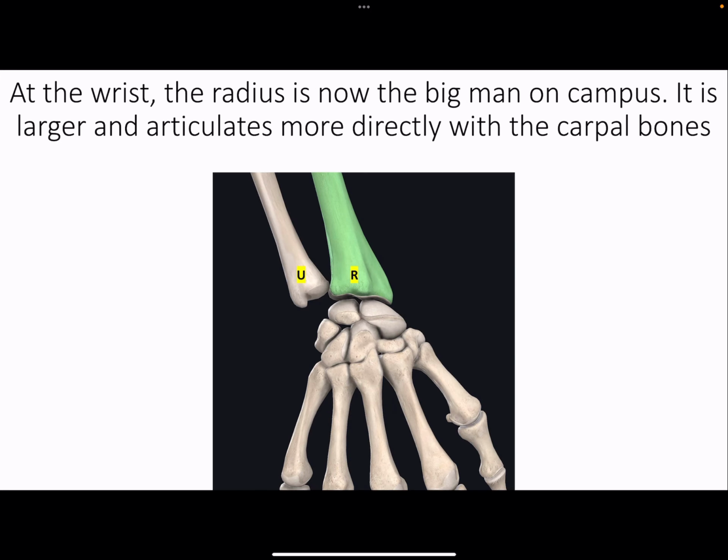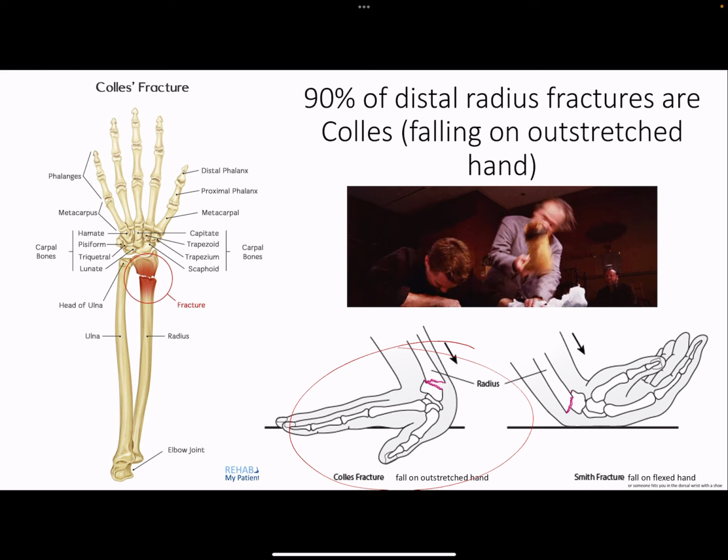So if you're going to break your radius, I guess there's two different ways you could do it. 90% of them are going to be called a Colles fracture. This is where you fall on an outstretched hand. Now, alternatively, you could sort of fall on a flexed hand like this.